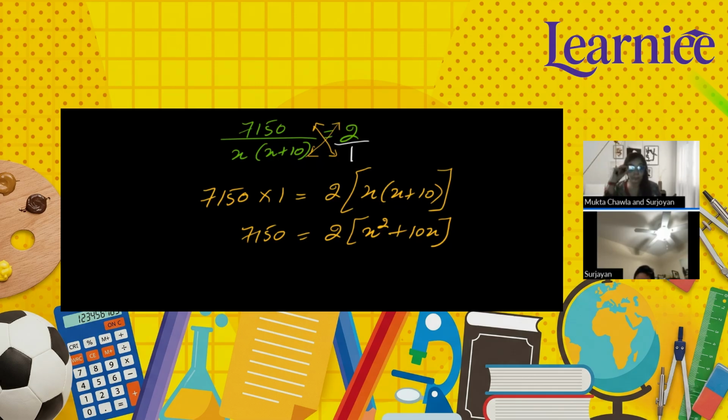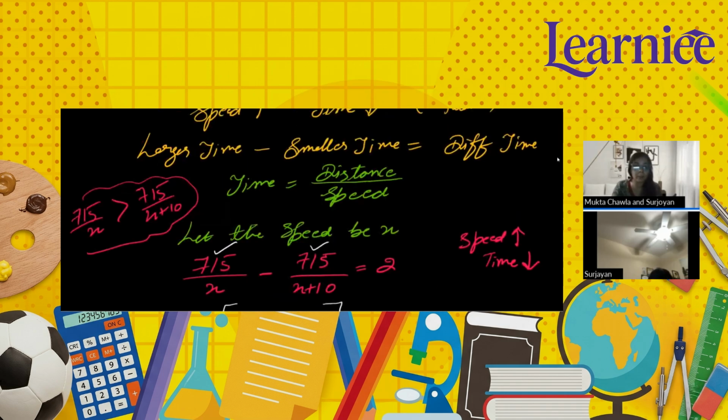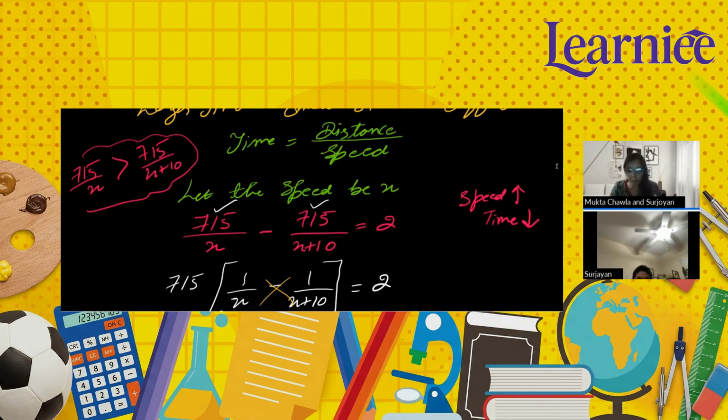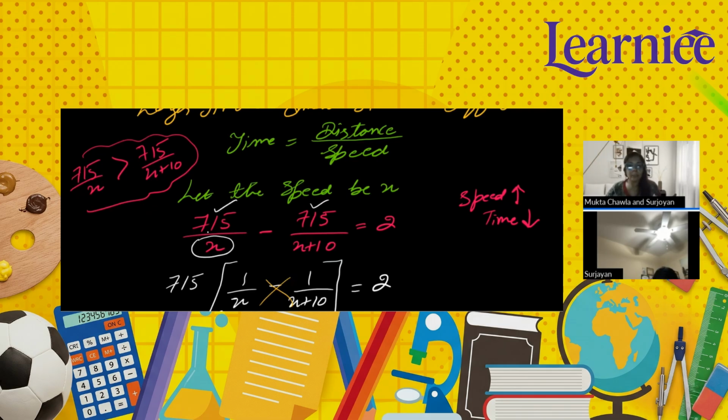Now, have you understood why this part was, I'll scroll back up, right? Have you understood why the 715 over x was greater? Because here the speed was lesser in this x that I'm talking about. In this specific x, speed was less, so when speed is less, time would be greater. But here the speed had been increased by 10. Speed got increased, so obviously time is decreased, right? So that is the thing.